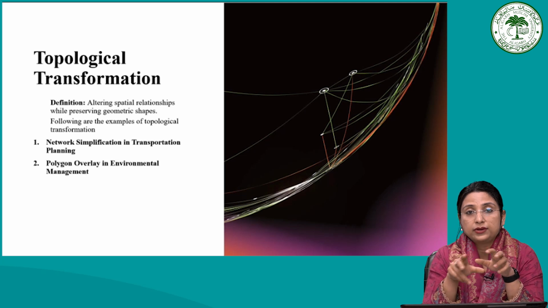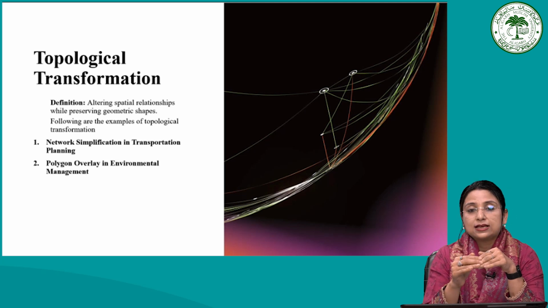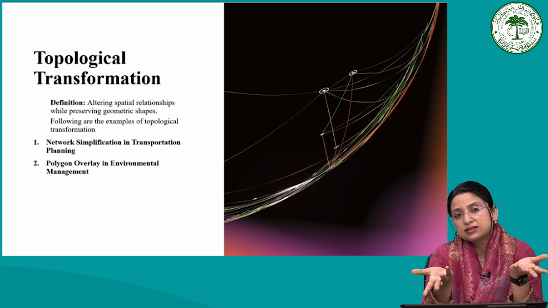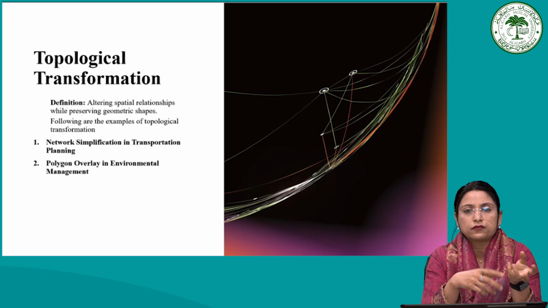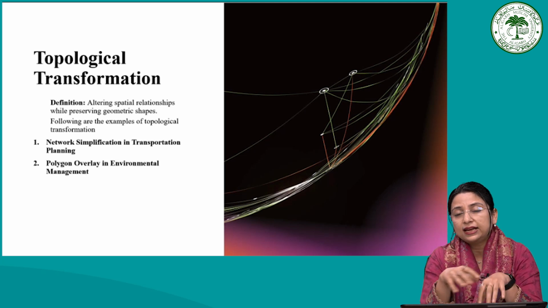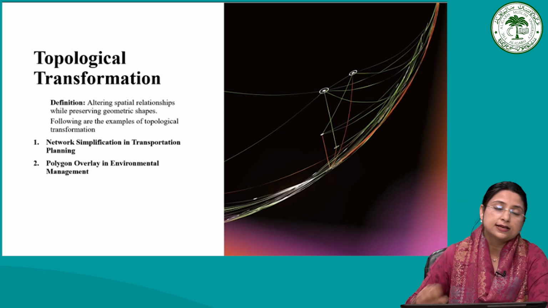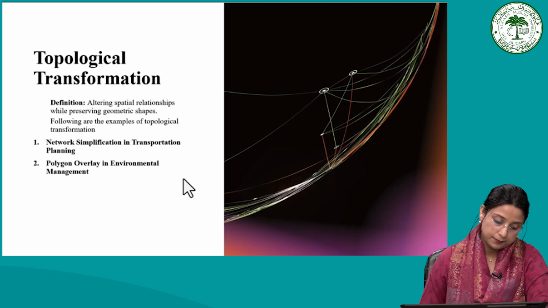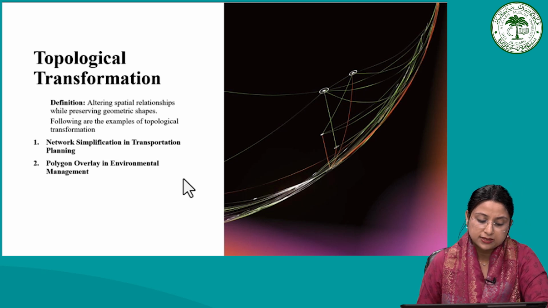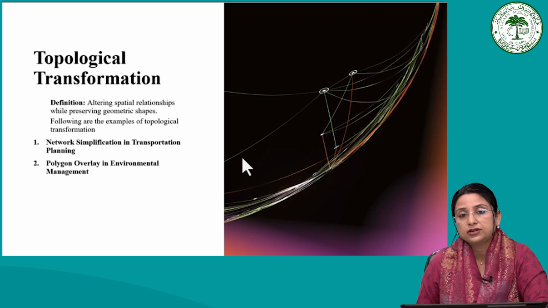So here we are going to take examples in order to understand this. Transformation itself means some sort of manipulation or change is taking place. Here the spatial relationships and the connectivity are transformed, but the geometric shapes are generally preserved. Let us understand by taking two examples: the first one is network simplification in transportation planning, and another one is polygon overlay in environmental management.